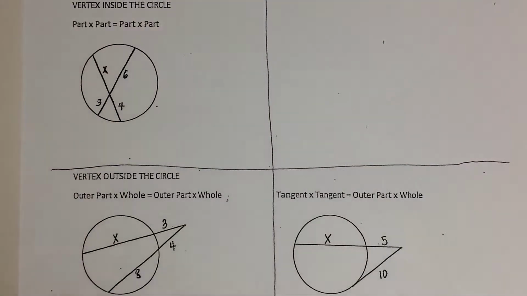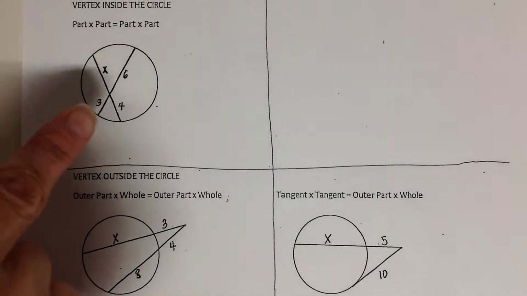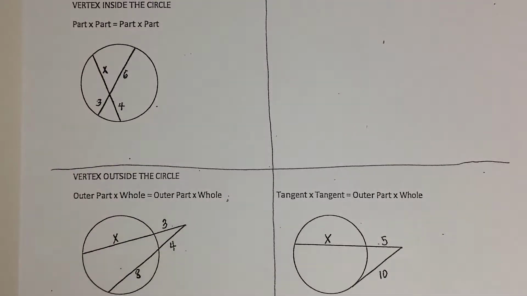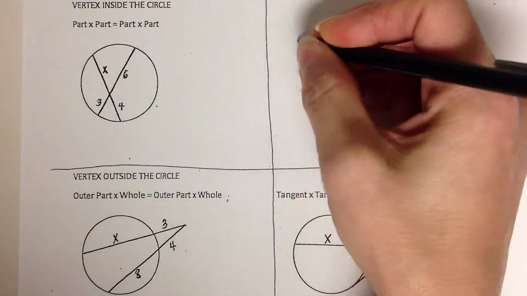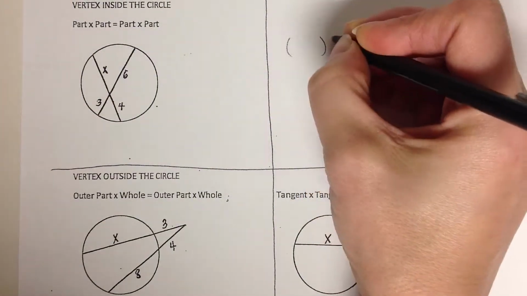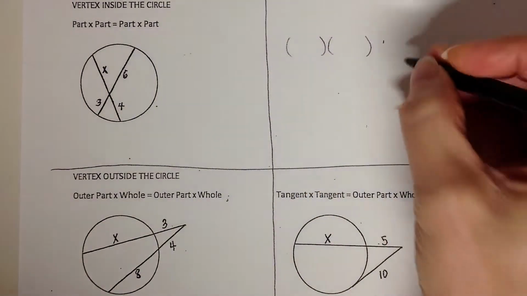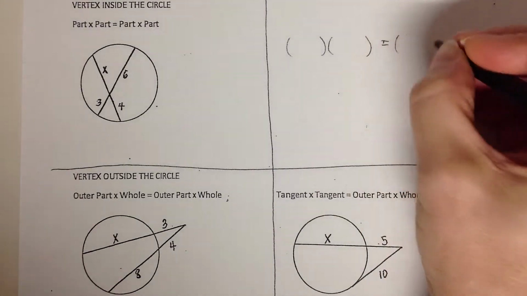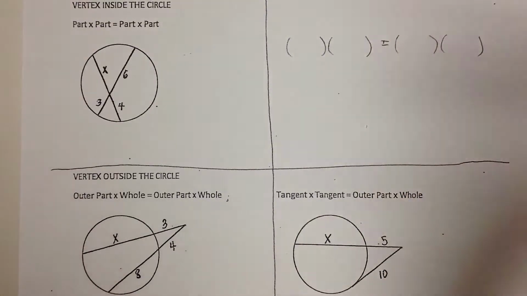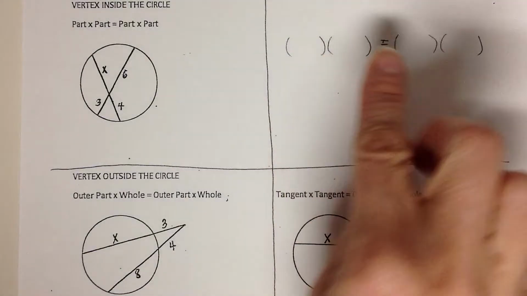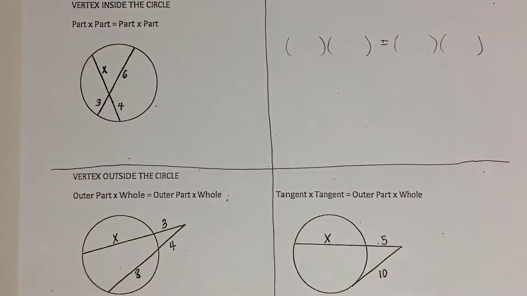Okay, now we're going to talk about lines that intersect either inside the circle or outside the circle. These lines intersect outside the circle. First of all, I made this a separate video because all these formulas are going to have something in common. You're going to be multiplying two things. Something times something is going to be equal to something times something 100% of the time. You're going to multiply two things and make it equal to multiplying two things.